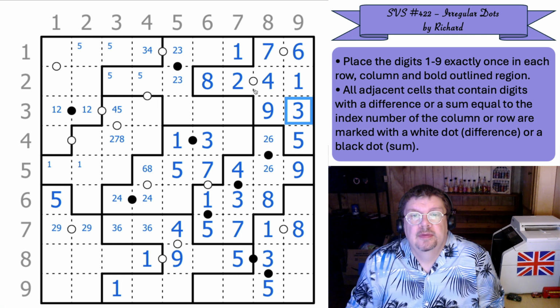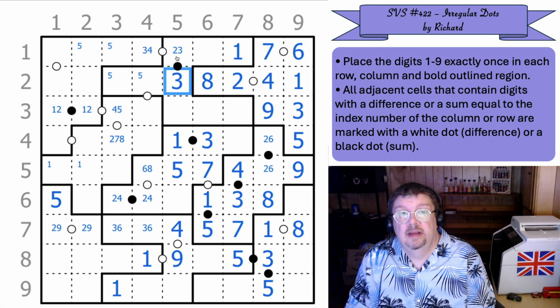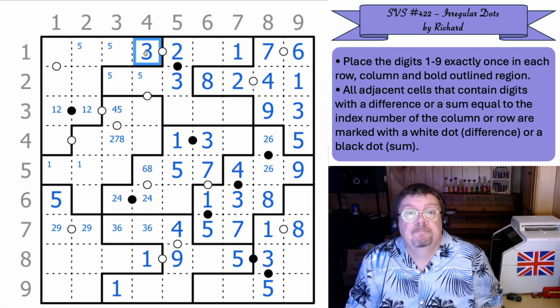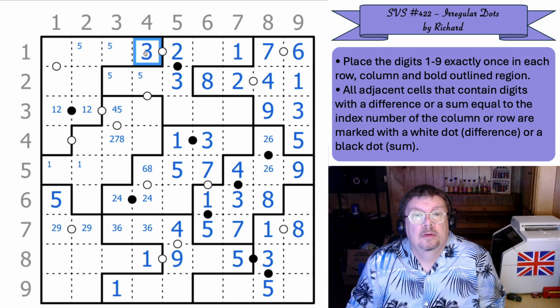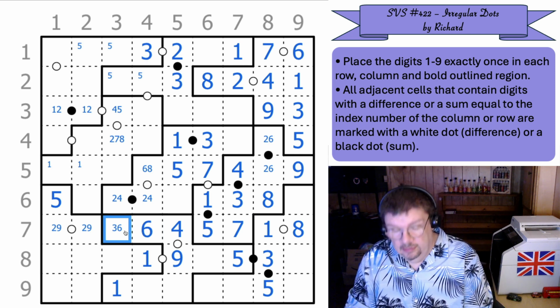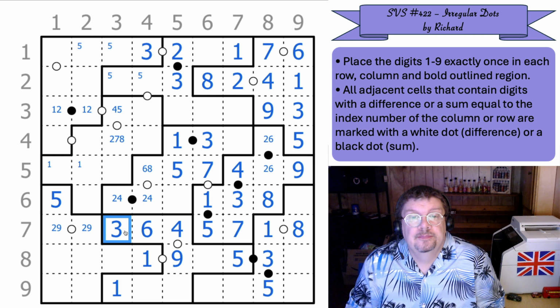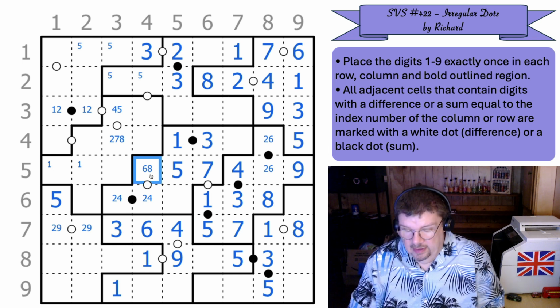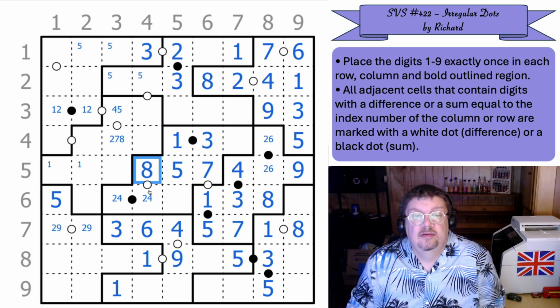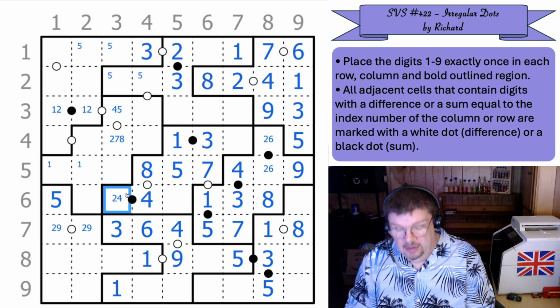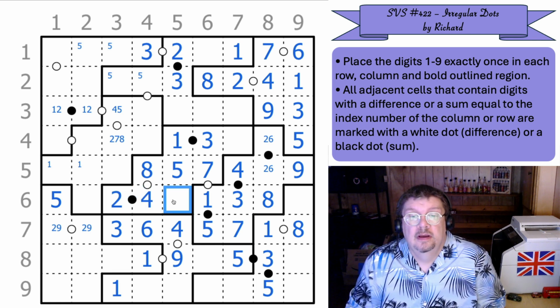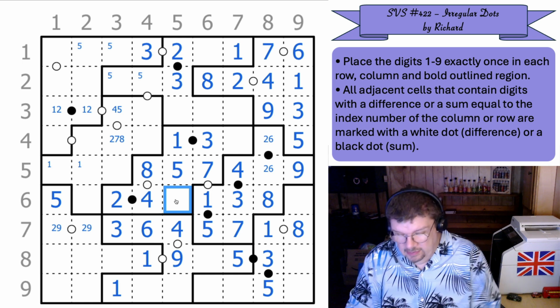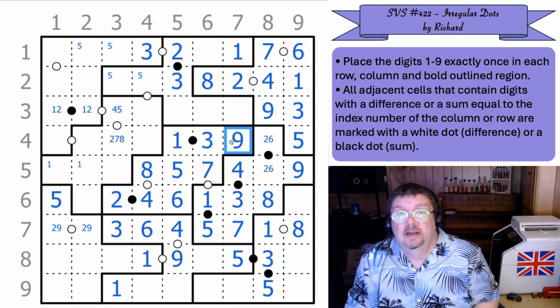Very nice. This 2 makes this 3, this 2, and this 3. This 3 looks down at this 6 and resolves that. That 6 looks back up at this 8. And this is a difference of 4, making that 4 and that 2. I need a 9 and a 6 to complete this region. There's the 6, there's the 9.